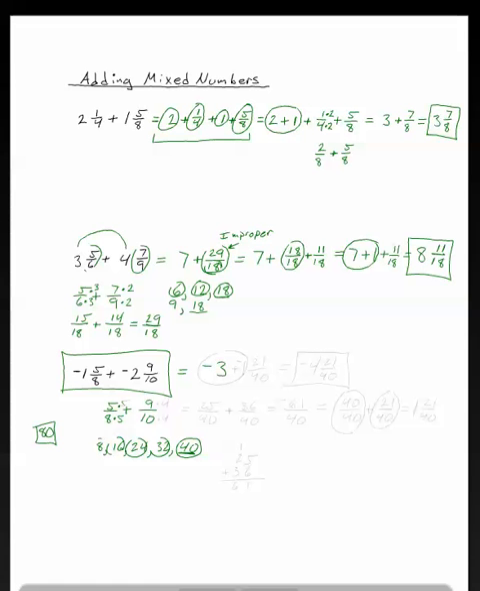Whatever I do to the denominator, I have to do to the numerator. And then 10 times 4 is 40. And whatever I do to the denominator, I have to do to the numerator. So that's going to give me 5 times 5 is 25, over 8 times 5 is 40, plus 9 times 4 is 36, over 10 times 4 is 40. We know our common denominator is 40. So now we have to add 25 plus 36, and you can do that off to the side.